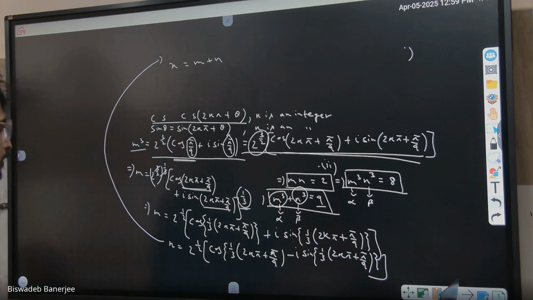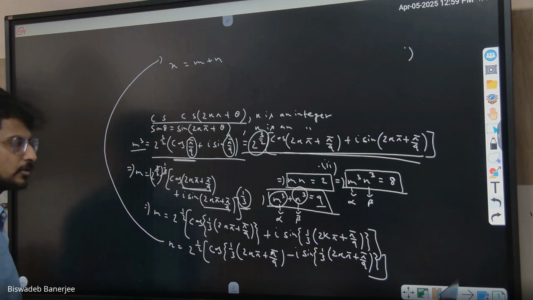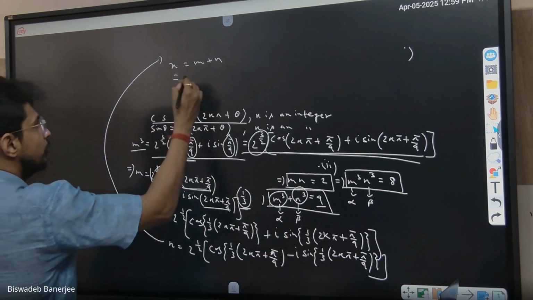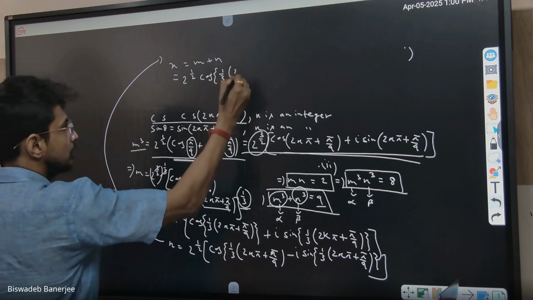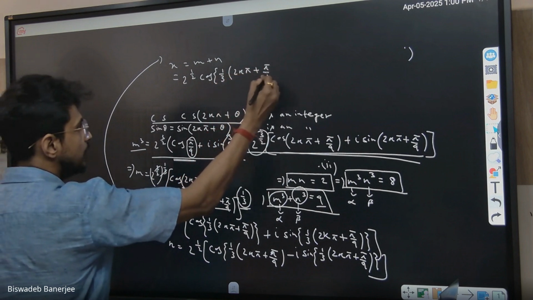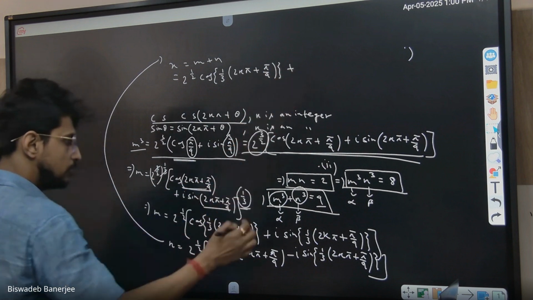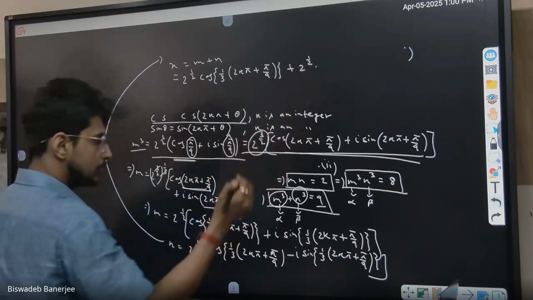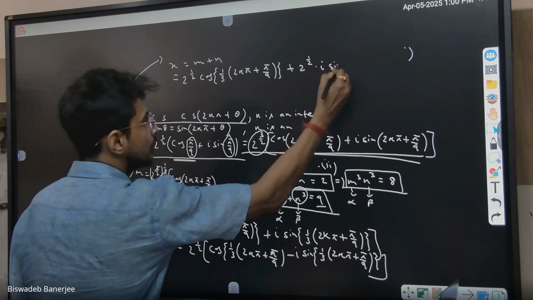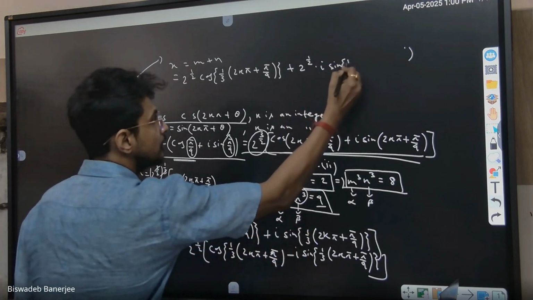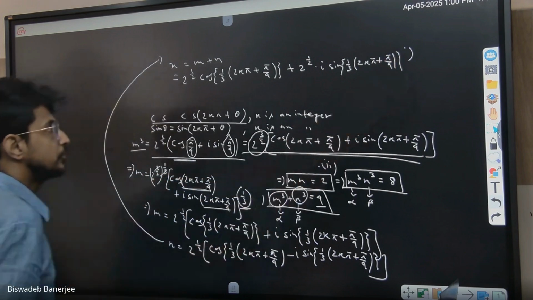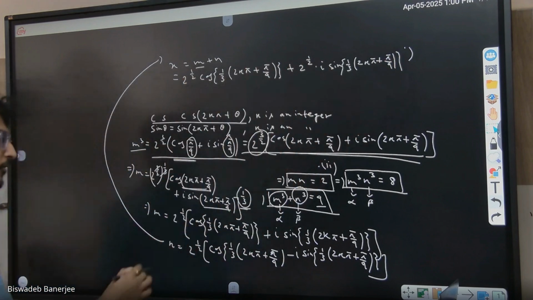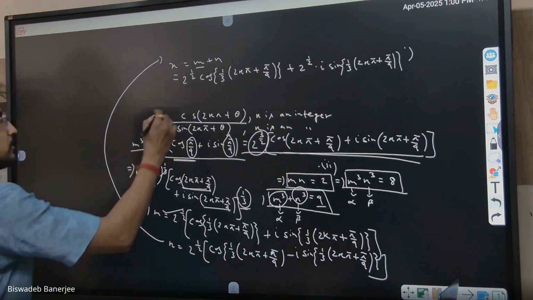X equals m plus n, where m is this and n is this. Put the value of m. My value of m is 2 to the power half cos 1/3 into twice k pi plus pi by 4, plus 2 to the power half into i into sine 1/3 into 2k pi plus pi by 4. This entire thing is my value of m.